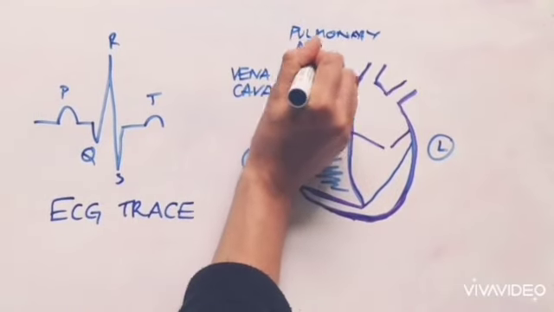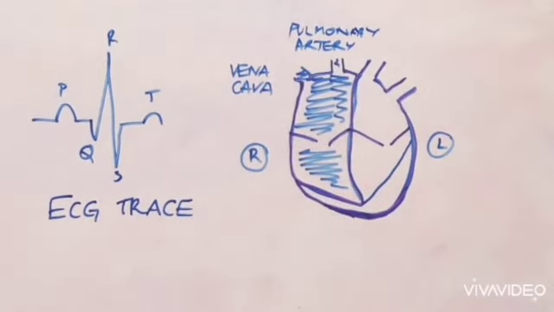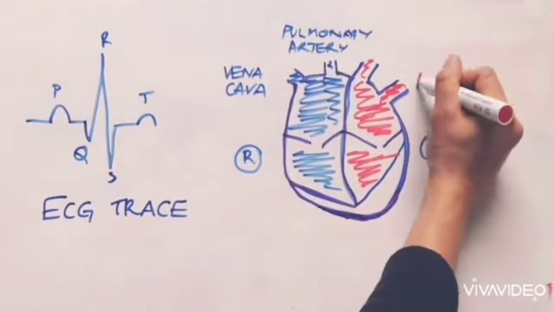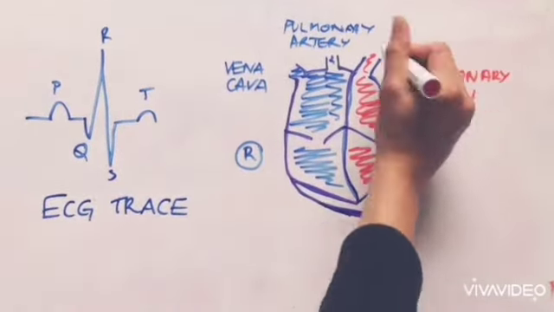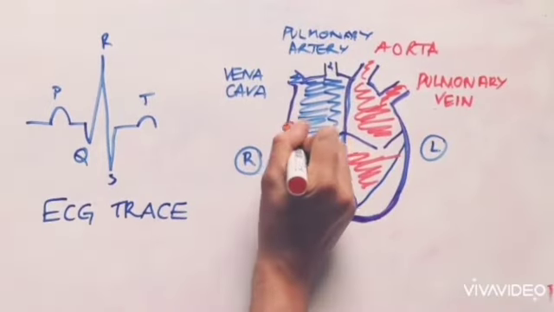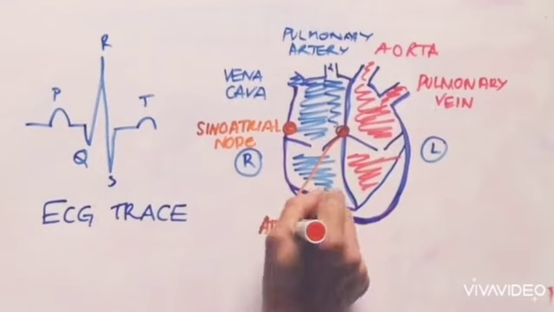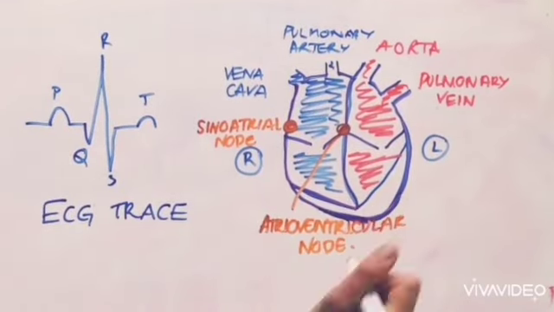Obviously, deoxygenated blood goes into the right side of the heart through the vena cava, into the right atrium, right ventricle, and out through the pulmonary artery. It then gets oxygenated in the lungs and goes back into the heart through the pulmonary vein, left atrium, left ventricle, and out through the aorta. I've just drawn on the sinoatrial node and AV node for reference.